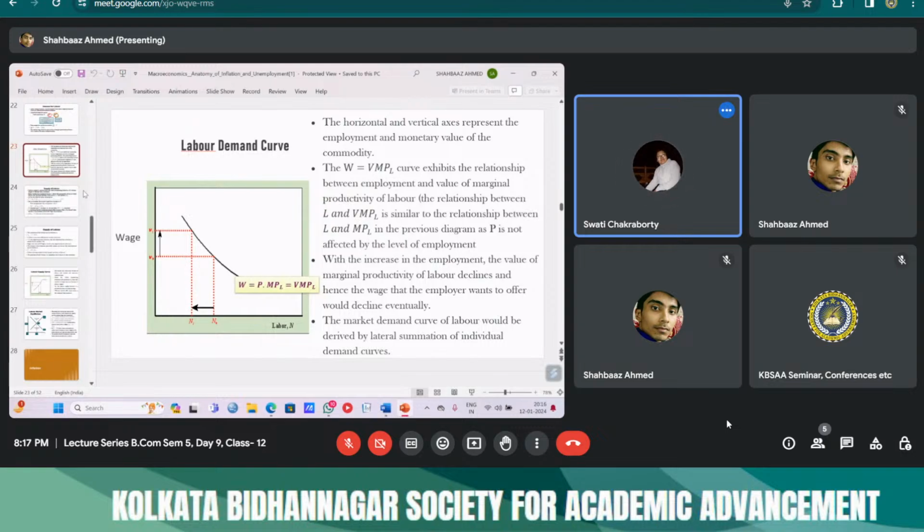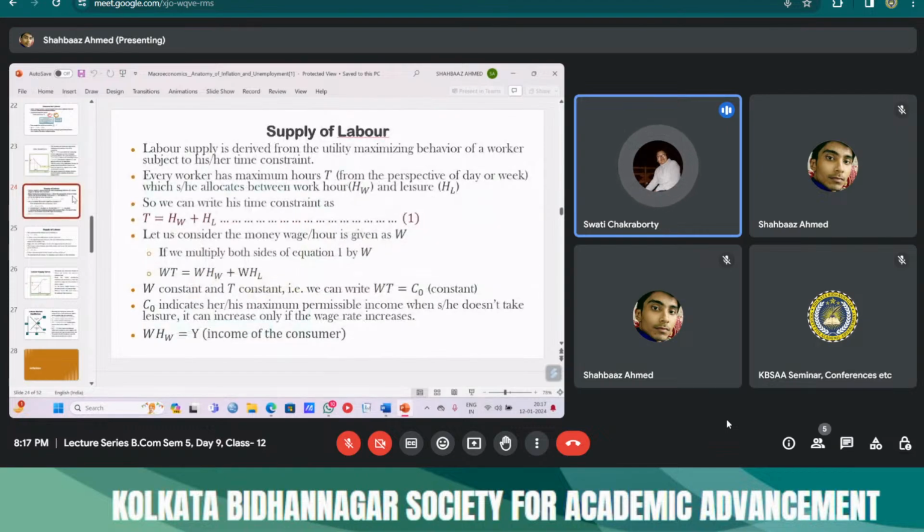Wages go down. More workers, less wage for the same set of work. So that's why it's a downward sloping demand curve. Okay, next slide, please.